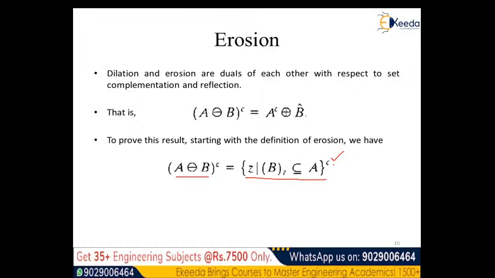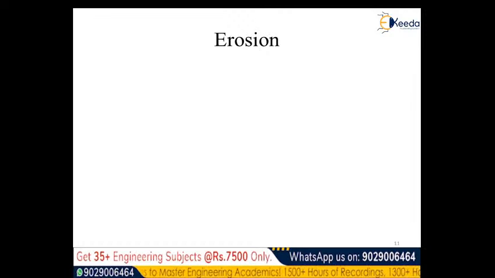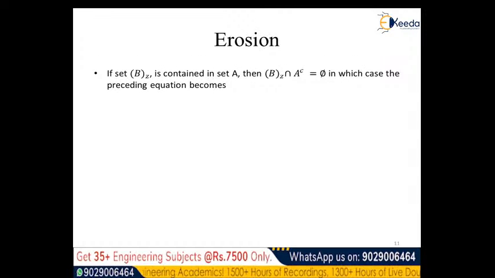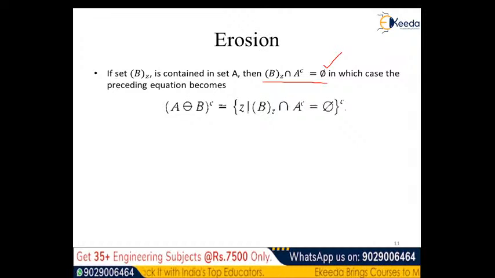Now on the right hand side, if B suffix Z is contained in the original set A, then BZ intersection A complement is equal to phi. As per the set theory, phi means the null set. Null set means it is the empty set, it does not have any element inside. So in this case, the preceding equation will be represented as, A eroded by B, then complement, is equal to the set of Z such that BZ intersection A complement is equal to phi here.